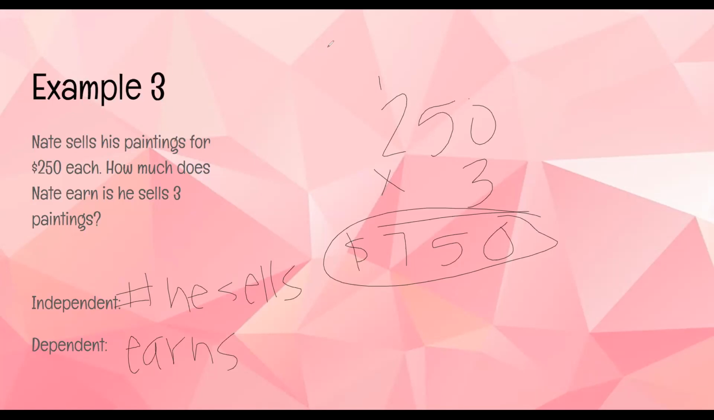So this is all you guys are doing today, is getting a scenario, answering it. Most of them are multiplication. Some of them may be division, but most of the ones that I have seen have been multiplying. And then your dependent variable and your independent variable. So remember, dependent depends upon your independent. What you earn or your total depends upon how much you're selling, what you're doing. Kind of your starting point and your ending point. So think about it that way.